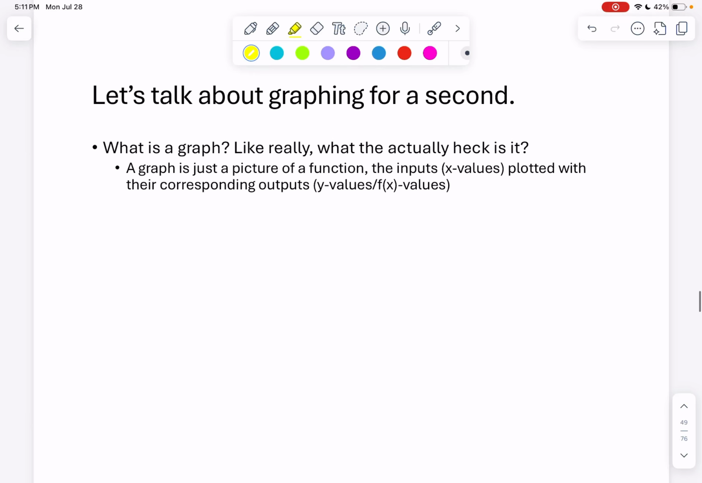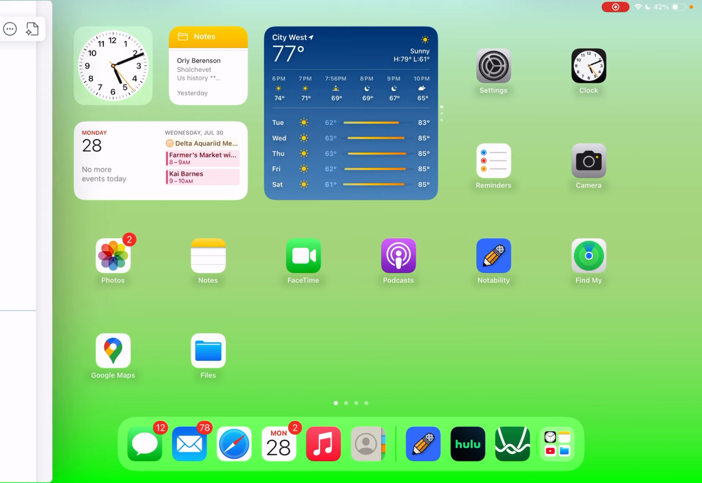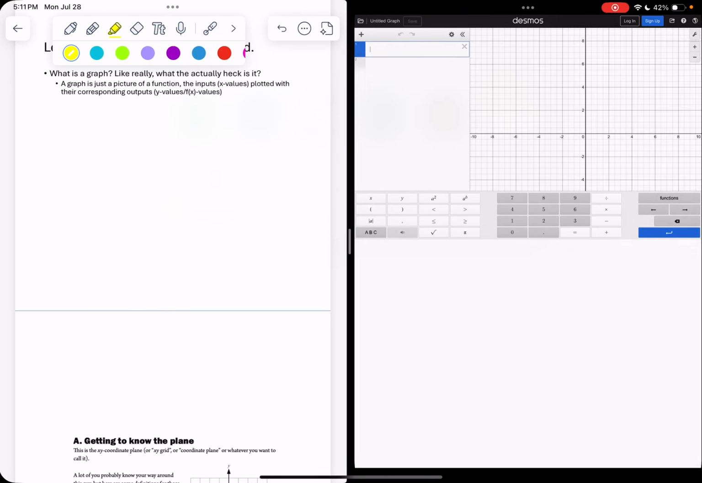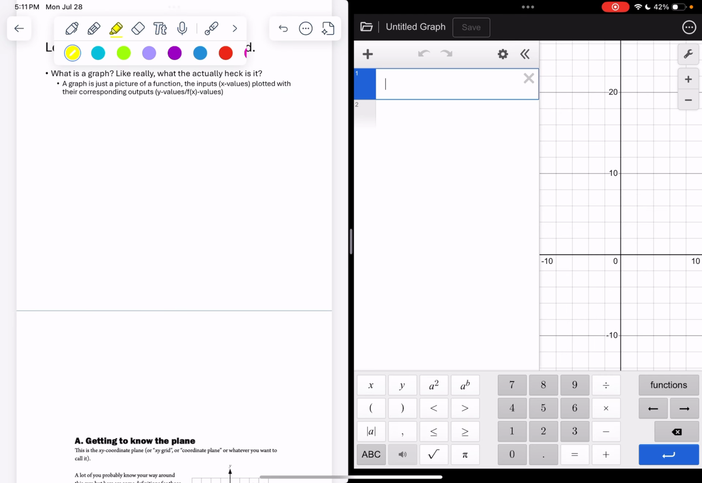So let's talk about what happens when we're graphing these things, when we're graphing a line or graphing a parabola. Wait, you know what? Let's go back a little bit. I'm going to show you how to do this on Desmos just so you can see it in real time. So let's grab our Desmos and let's type in the linear regression.